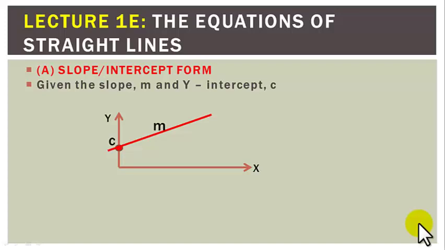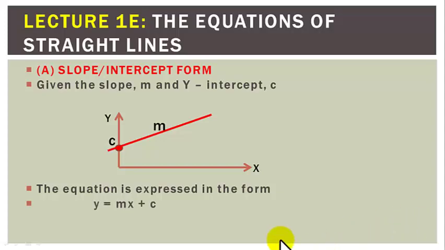The equation of the straight line given the slope and y-intercept can be expressed in the form y equal to mx plus c.